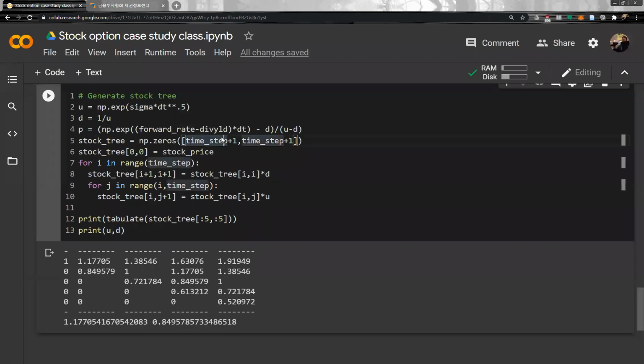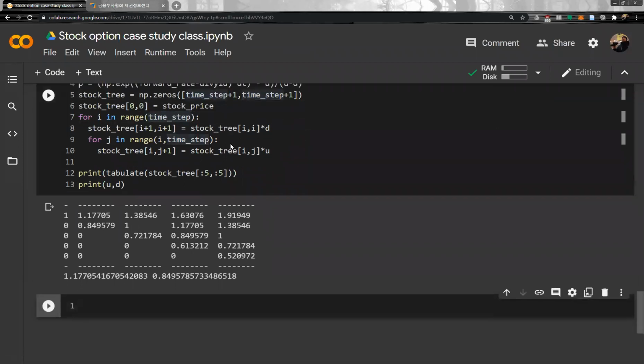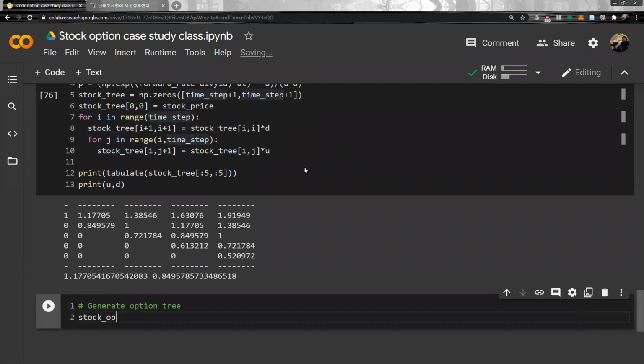Then let me add another code block. Okay, so now generate option tree. Let's generate option tree. The size of option tree is the same as the size of stock tree. So the option tree is basically the stock tree multiplied by 0. Okay, so I fill everything with 0 first.